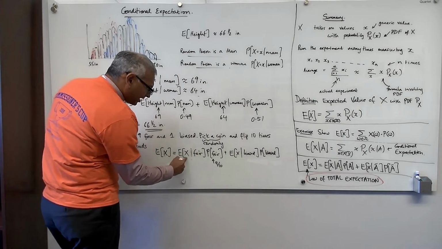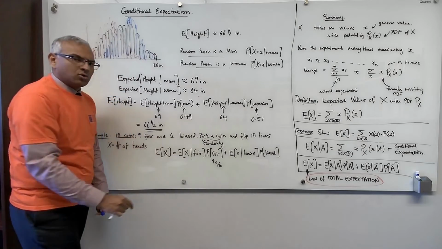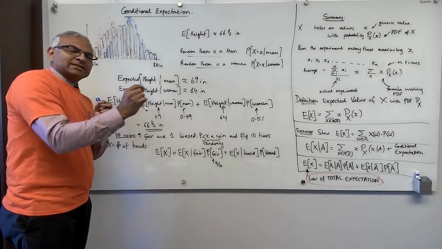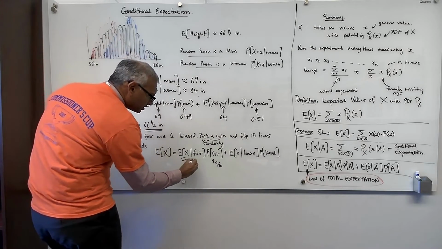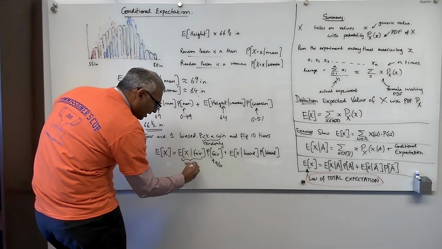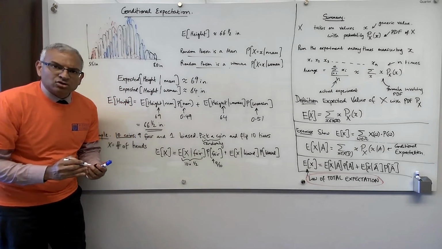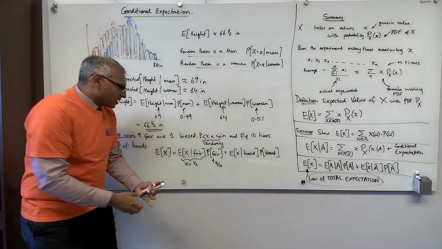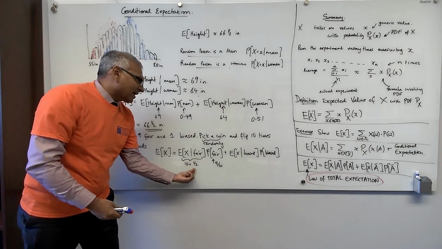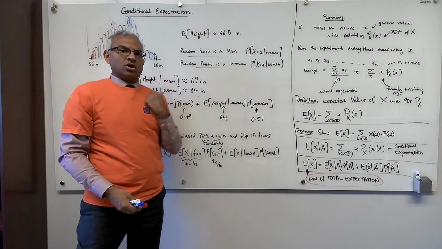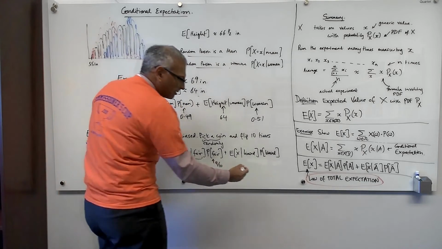And what's the expected value of 10 flips of a fair coin? Well, that's 10 times p, 10 times a half. So this here is 10 times 1 half, because this is exactly a binomial. I'm doing 10 trials and each trial has a success probability of 1 half, where success is defined as I got a heads. Okay, now what about the biased one?